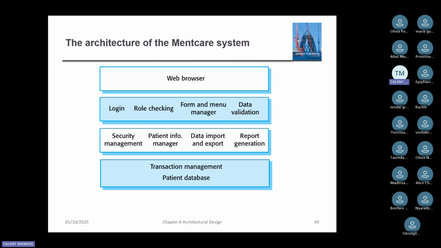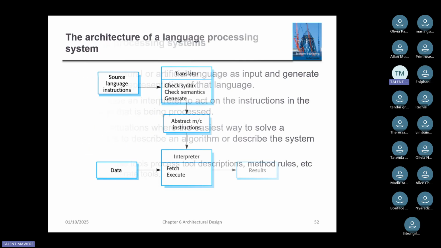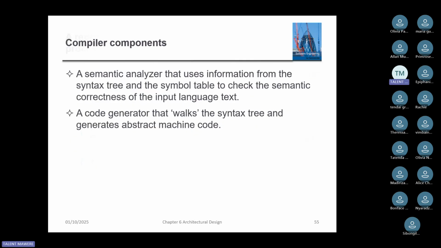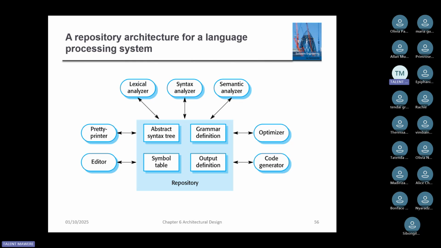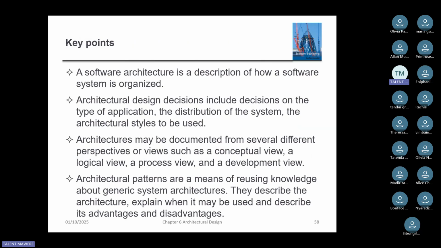This is the layered architecture, explaining how the different architectures are used in different systems. This, I was now explaining the repository architecture for a language processing system, adding more detail to what we have already discussed. This pipe and filter architecture, and these are the key points.